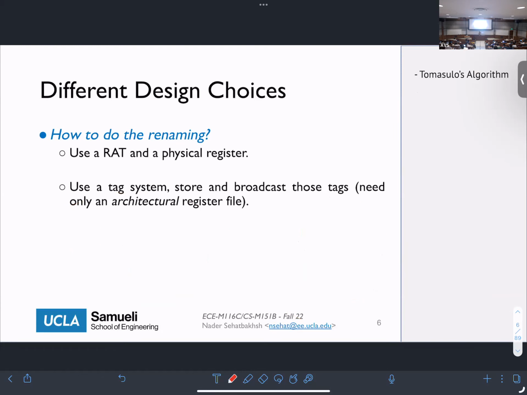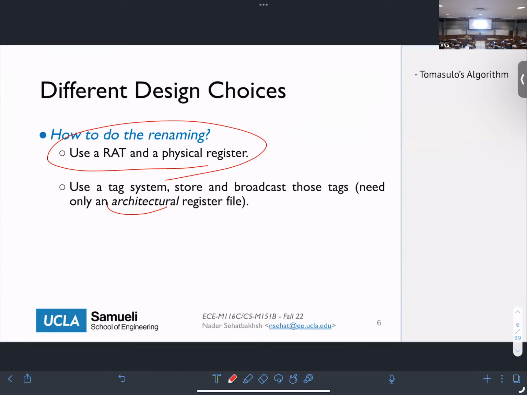The second thing about renaming: what we discussed in the class was that we can use a register alias table, and we go through that table, find the next free pool entry, and then find the mapping between the architectural and physical registers. Another idea that is also widely used is the notion of tagging. What it does is essentially assign a tag for each architectural register. So there is no mapping between an architectural register and a physical register.